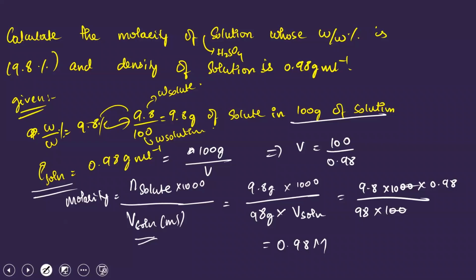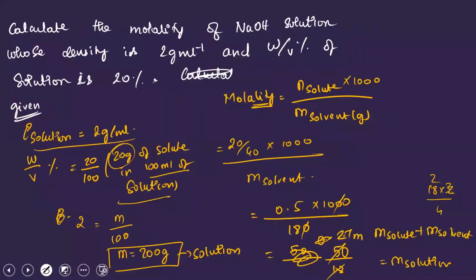Number of moles of solute into 1000 divided by volume of solution. What did I do? Density by mass. Correct? Yes or no? So the weight of solution will be 100 here, no doubt about it. I'll tell you how to derive the formula after we do many problems. Shall we go to the next part?